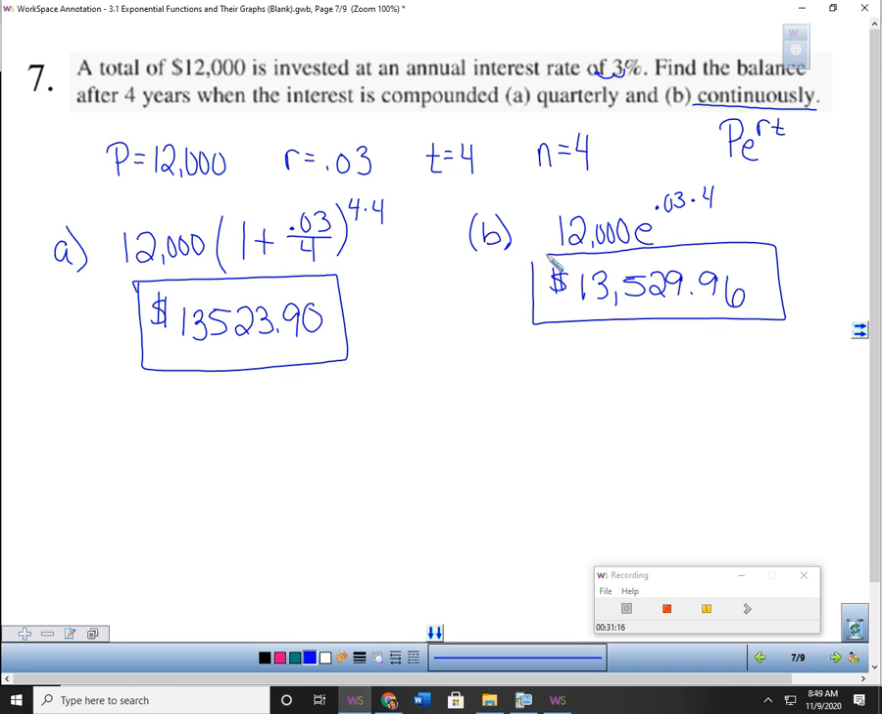So which was a better deal for him? So the compounding continuously, was it a big enough deal to really matter? This is 13,523. This is 13,529. I mean, literally like a $6 difference, right?